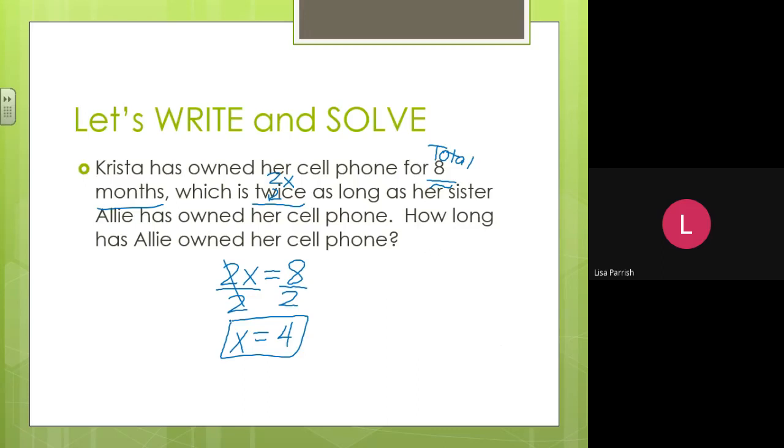Krista's owned hers twice as long, so that means she's owned hers longer. Then we want to check this. Plug 4 into the equation. It's supposed to equal 8. 2 times 4 is 8, so that checks out.